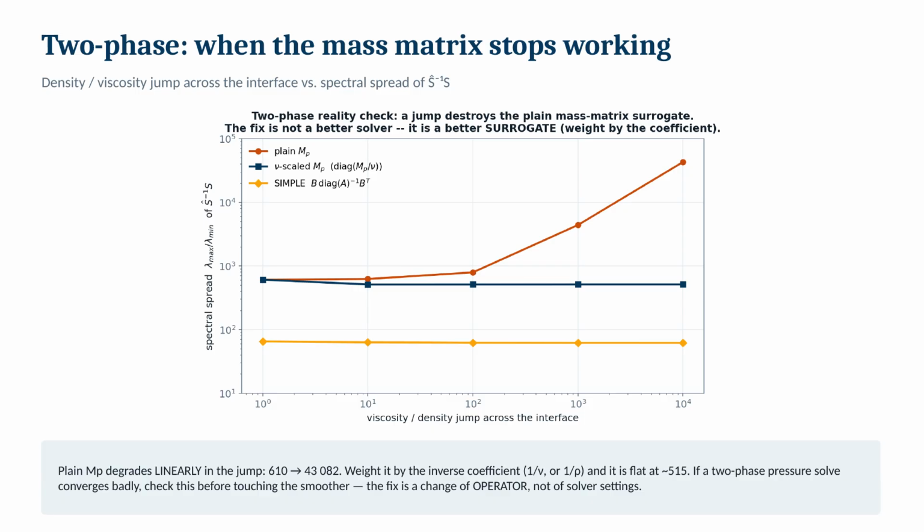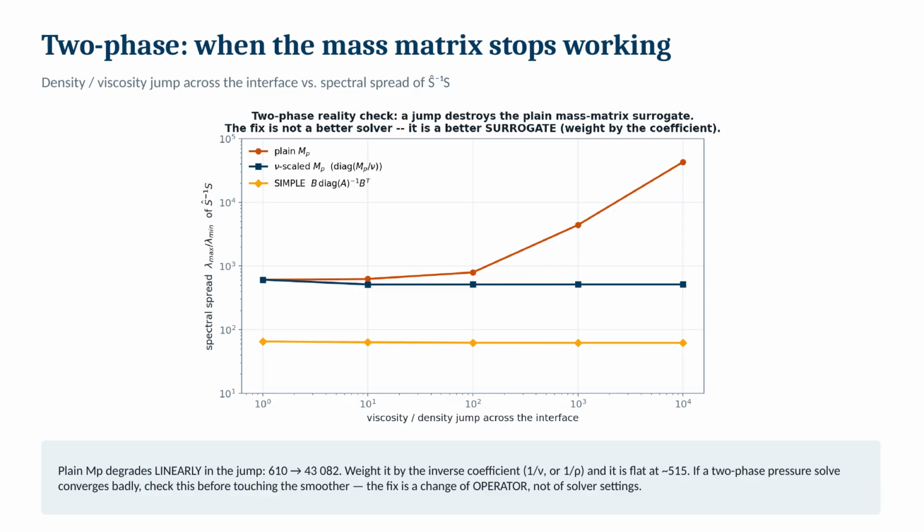Now weight the mass matrix by the inverse coefficient, 1 over nu, or 1 over rho for a density jump problem. 610, 514, 514, 515, 515. Flat. SIMPLE, which builds the coefficient in automatically through A inverse, 62, flat.